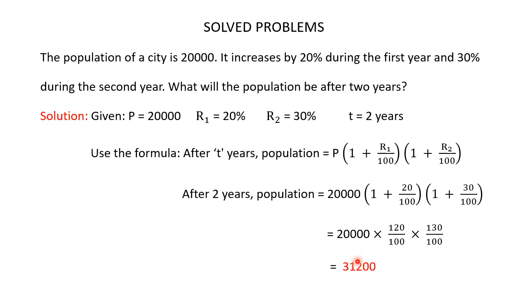When you solve this, you will get the answer as 31,200. So the population after 2 years is 31,200.